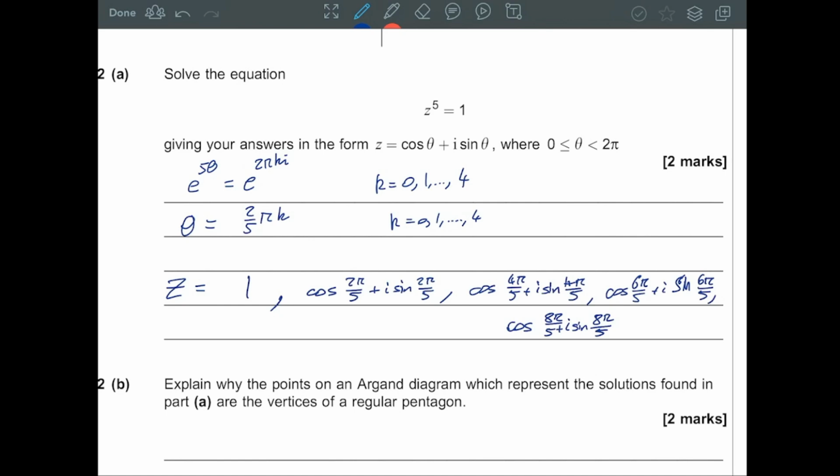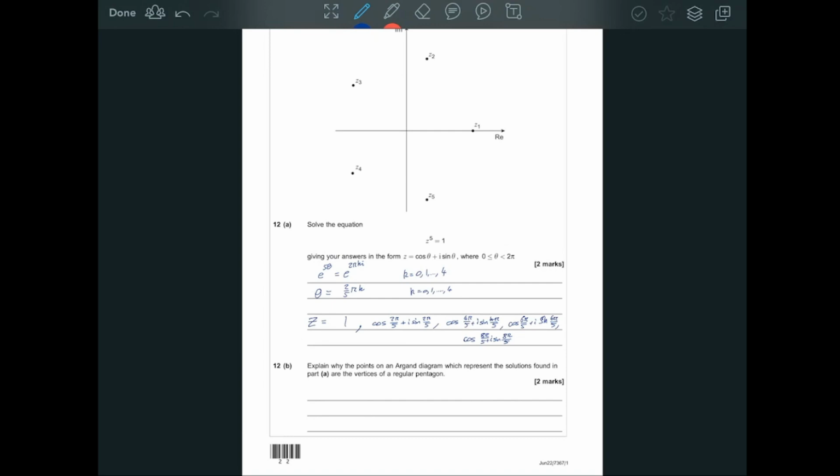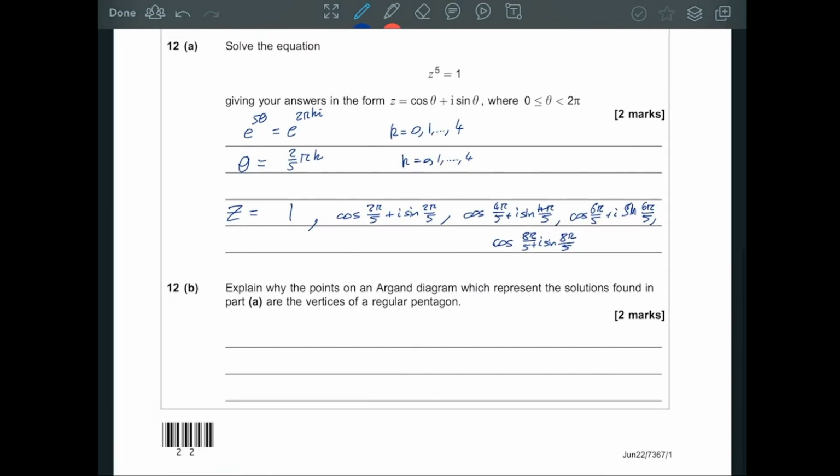Okay, explain why the points on the Argand diagram, which represent solutions, are the vertices of a regular pentagon. Well, by z to the 5 equals 1, they lie on the unit circle and are equally spread.